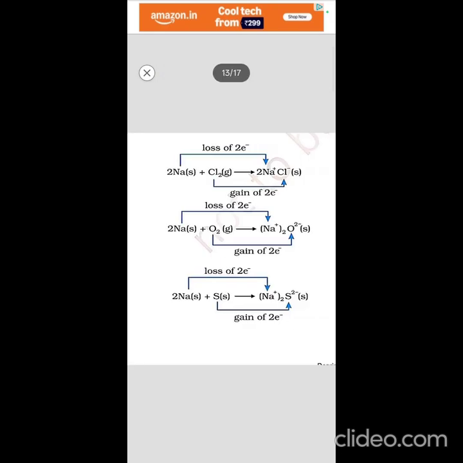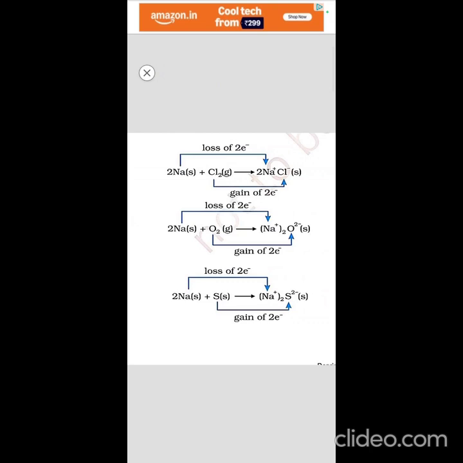Let's understand by example. The first example is the reaction sodium plus chlorine: 2Na plus Cl2 gives 2NaCl. In this reaction, the element sodium loses electrons to form Na+, and the element chlorine, Cl2, gains 2 electrons to form 2Cl-.